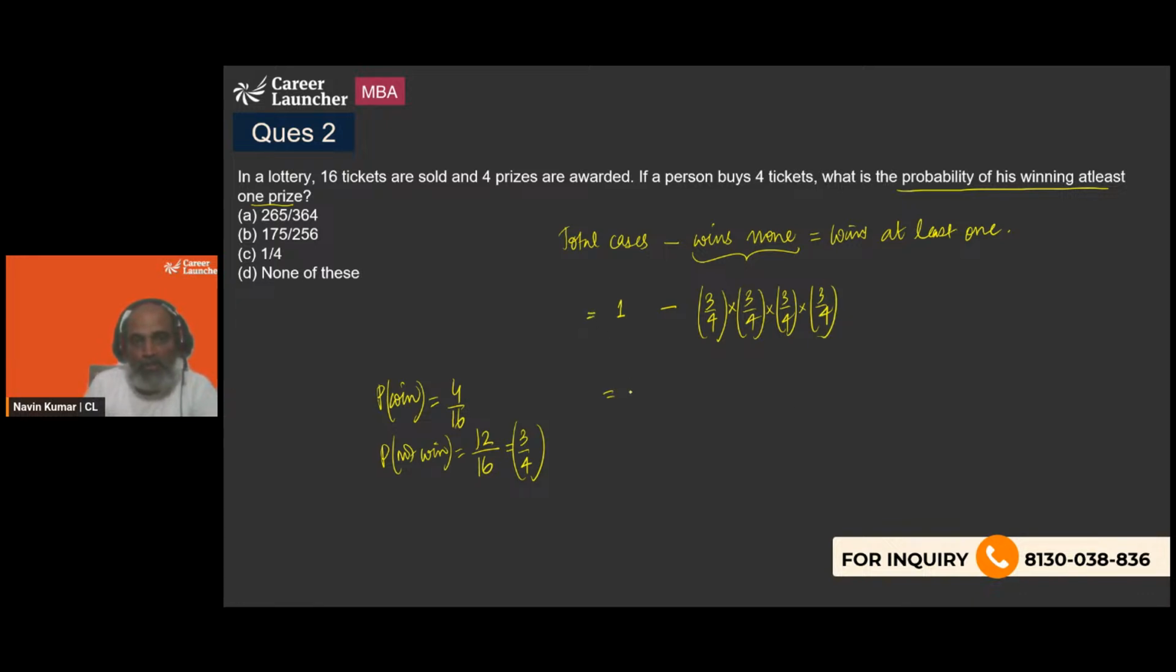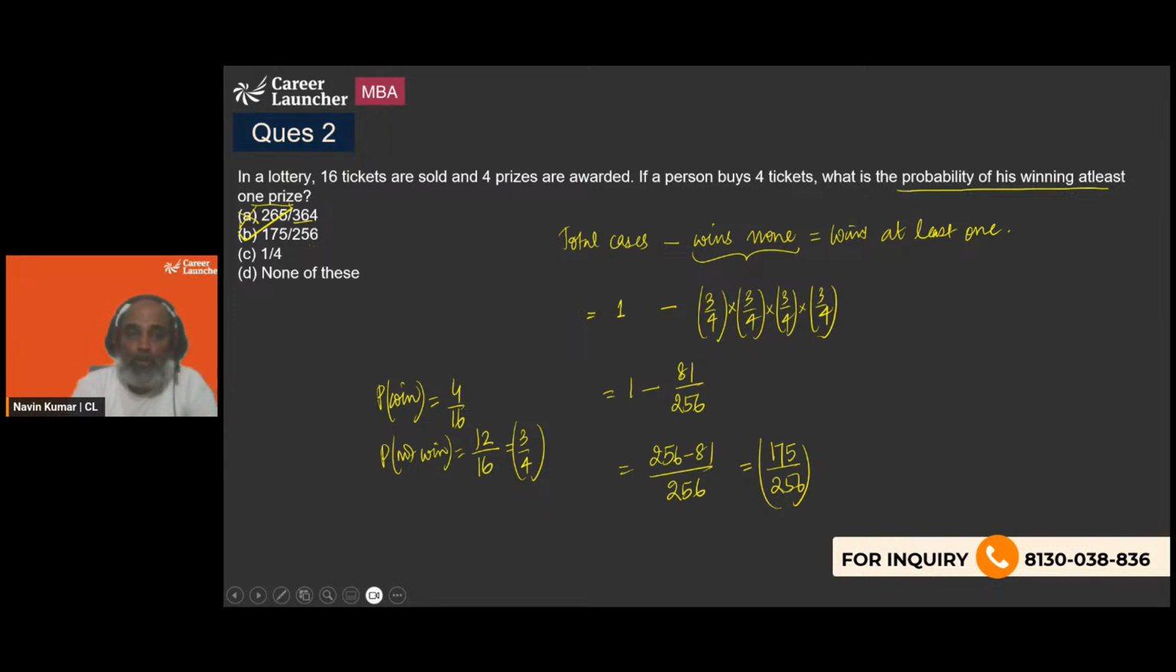So this is going to be 1 minus 81 out of 4 into 4 being 16, 16 into 16 being 256. So we can definitely see that A cannot be our answer. It's going to be 256. So this changes to 256 minus 81 out of 256. 256 minus 81 is 175 out of 256. So B option.